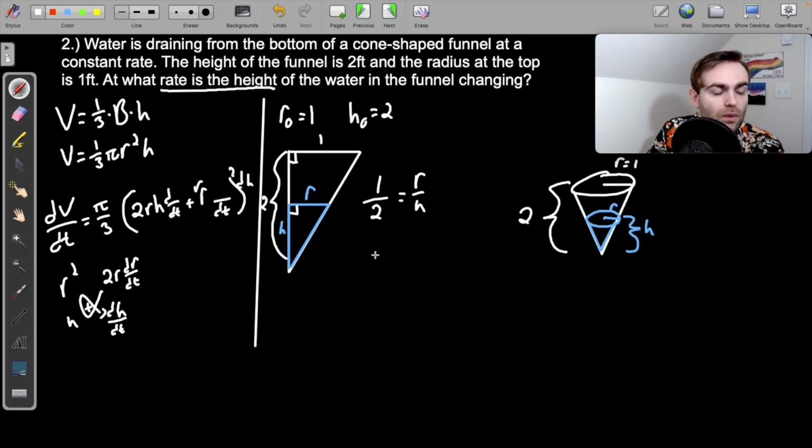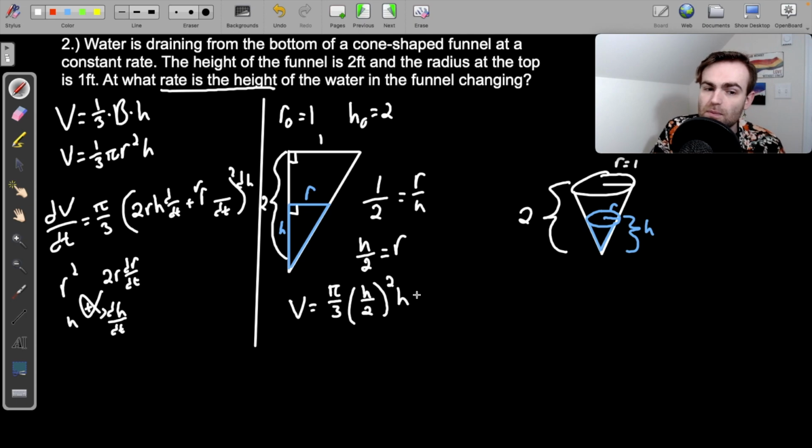So we want to solve this for r. We can move some things around, and after some algebra we have h divided by 2 is equal to r. And we can plug this into the original volume formula, and then we'd have fewer variables to work with. So let's go ahead and do that. If I substitute that in, we would have volume is equal to 1/3 pi, so I'm going to do pi over 3, and then instead of r squared, we could have (h divided by 2) squared times h.